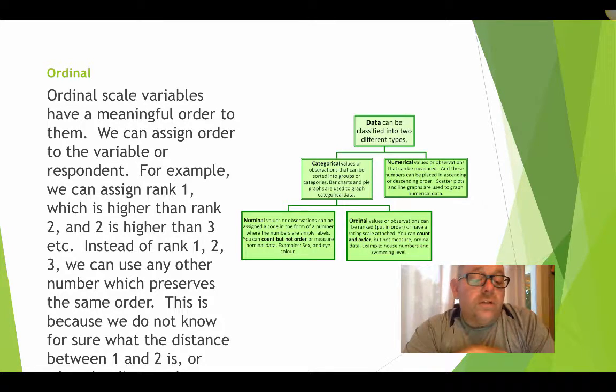This is because we're not sure of the distance. That's the real key. We're not sure of the distance. So I come in first, you come in second. It tells me a ranking order, but it doesn't tell me that you lost to me by a thousandth of a second. And this will be ordinal values.